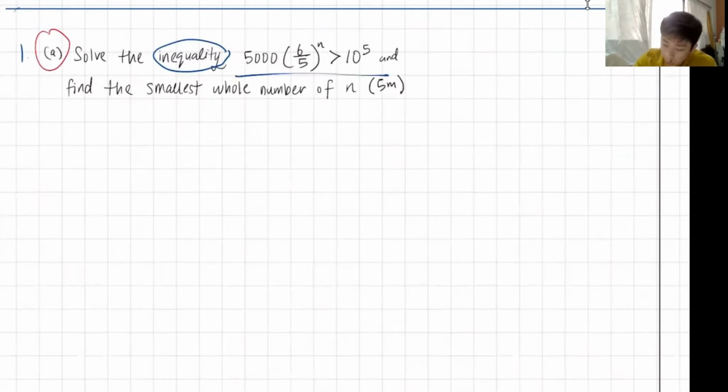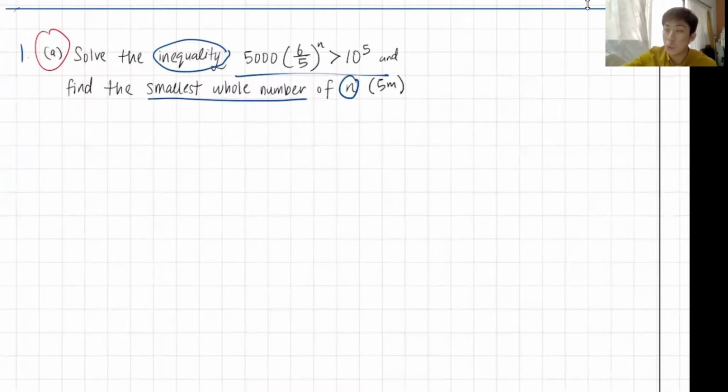We have this thing, and find the smallest whole number of n. Don't be scared when you see smallest whole number. It's as if you don't understand the question yet, but no worries. What we know is that they want to find n. What is the range of n? What values can n take up? See my sentence: I don't say what is the value for n, I say what can n be? It has a range of values.